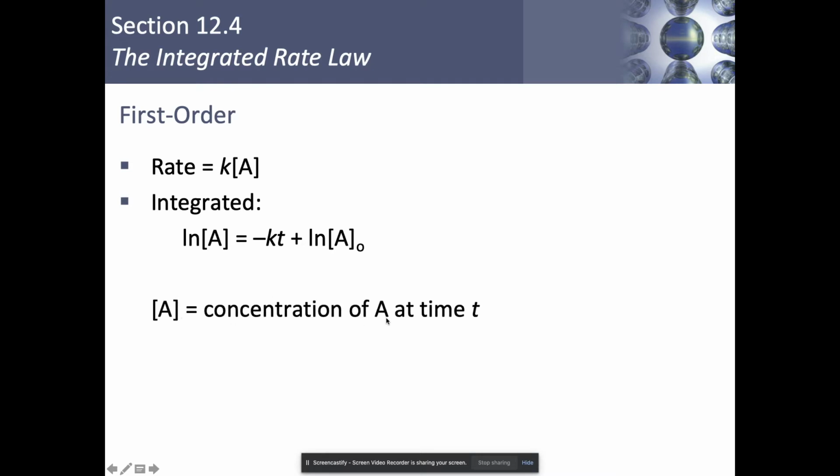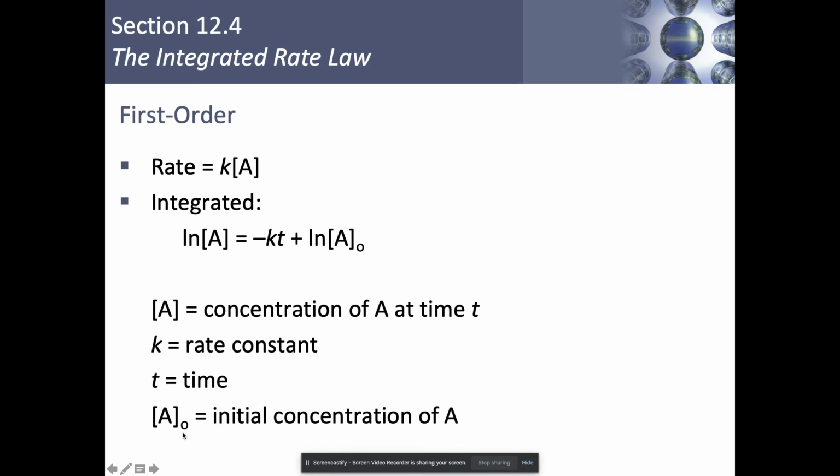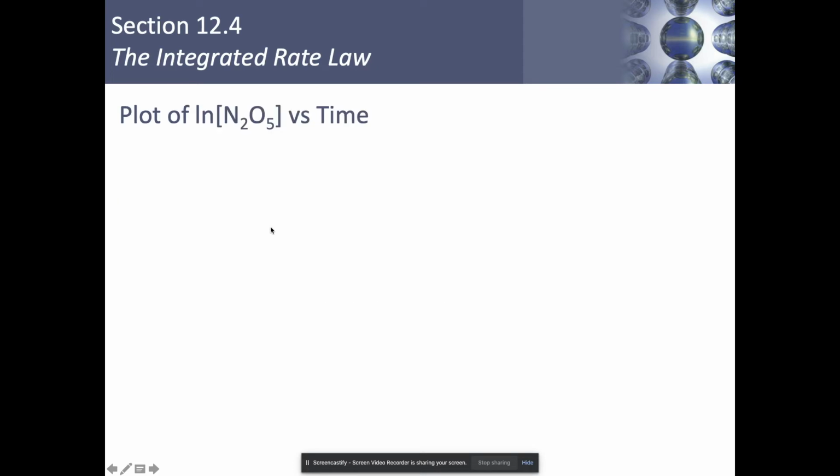Well, A is the concentration of A at a particular time in the reaction. K is the rate constant. T is time, obviously. A sub 0 is the initial concentration of A. This is useful to us because, without knowing any calculus, this is a calculus equation, and it gives us a very good and easy way of being able to find what K would be.